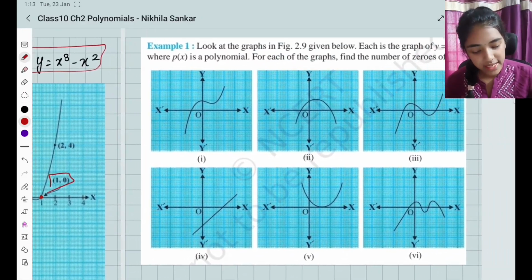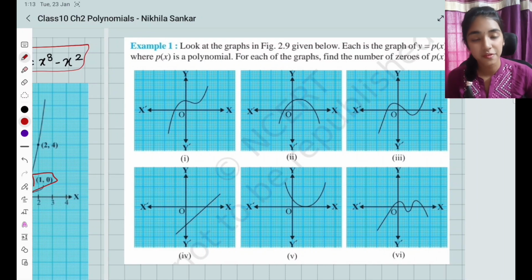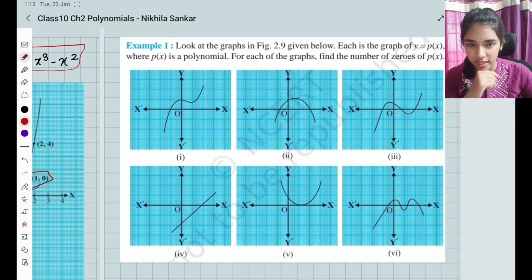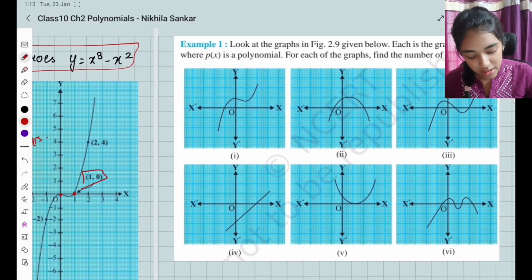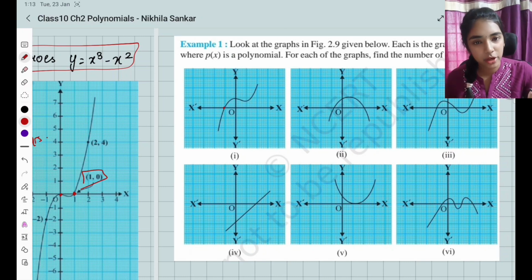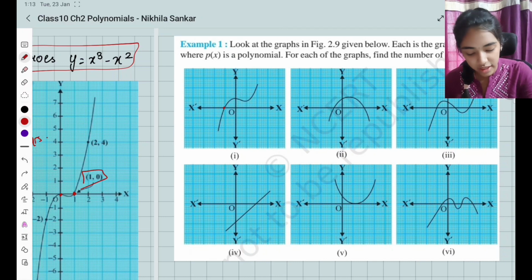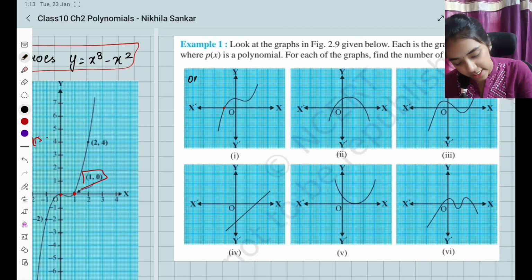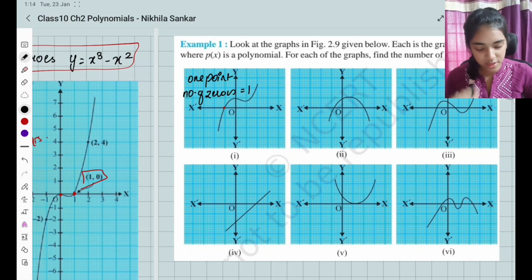Okay. Now, example 1. Look at the graph. Each graph equals y equals p of x. For the graphs, find the number of zeros. Number of zeros na enna? At how many points they are intersecting the x-axis. Okay? So, இப்போ first question ku, you have one point of intersection. வேற எங்கேயுமே point of intersection இல்ல. This is going to be a point of intersection but with the y-axis. So, அது நமக்கு தேவை கிடையாது. So, what is the point of intersection? It is intersecting only at one point. So, number of zeros equals 1. புரிஞ்சுதா? So எத்தனை 0 இருக்கு? It has only 1 zero.